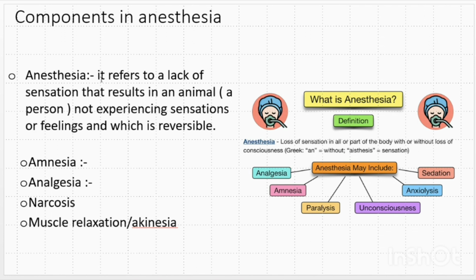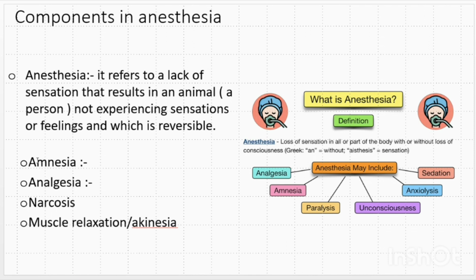It's not like if we give anesthesia, the patient is under sedation and our work is over. It's not like that. We have to bring that patient back to his normal condition with normal vitals. That is the main thing in anesthesia. We have to bring him or her back to the normal state. That is the definition of anesthesia.